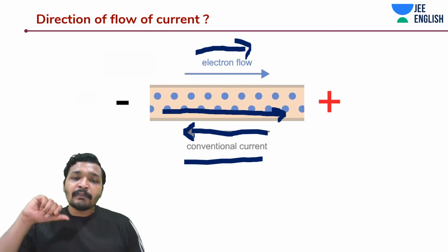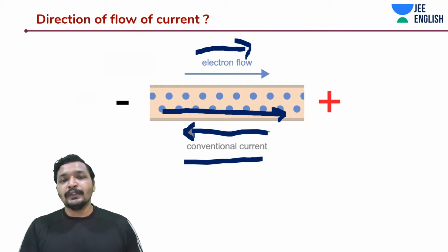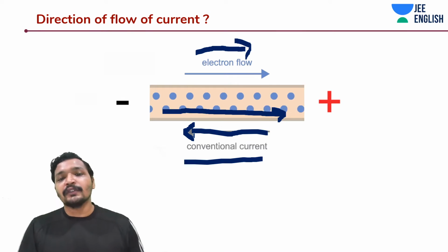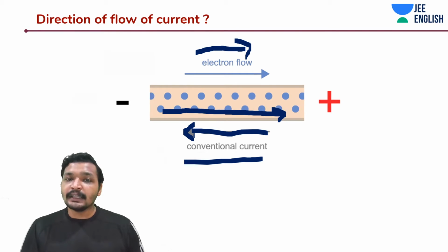And current would flow from negative to positive terminal. Since it's a negatively charged particle, it is going to get attracted to the positive terminal. Keep this point very clear in mind.